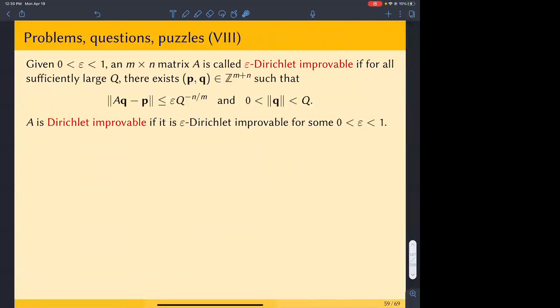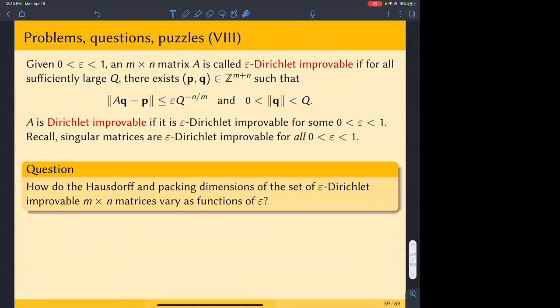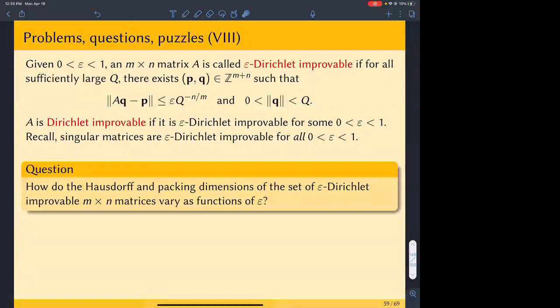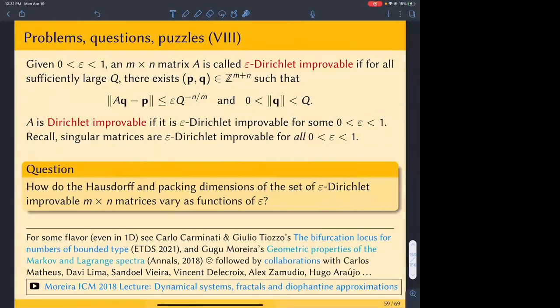And I'm going to end with a question for Shahryar and Dima. Those of you who know, I think Shahryar spoke about this either at this seminar or the York seminar. If you take, instead of singular matrices, you could look at the epsilon Dirichlet improvable matrices. And I would love to know more about the map epsilon maps to the Hausdorff dimension or the packing dimension of the set of epsilon Dirichlet improvable matrices. Again, I think there are some bounds due to Shahryar and Dima.